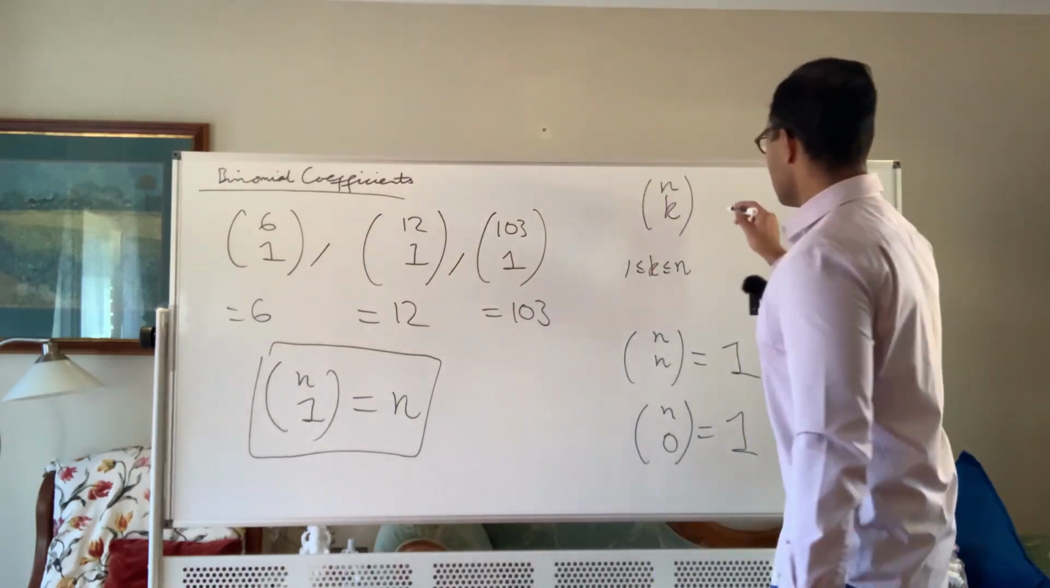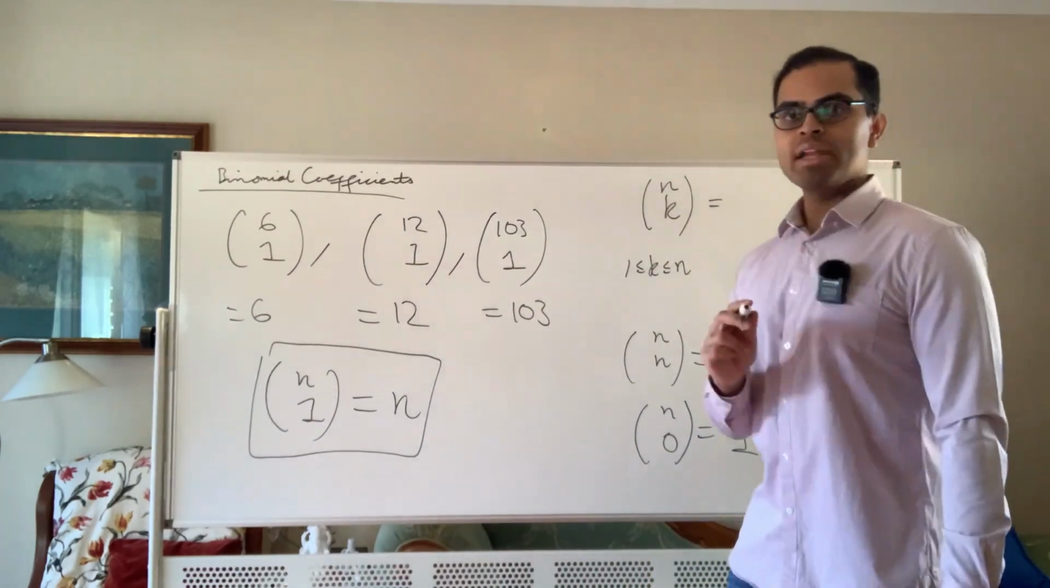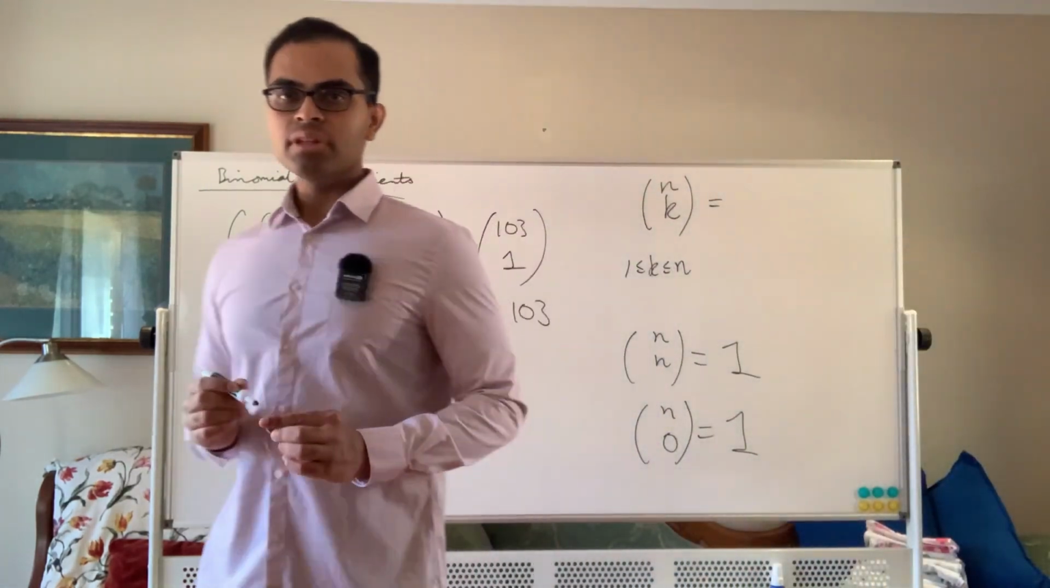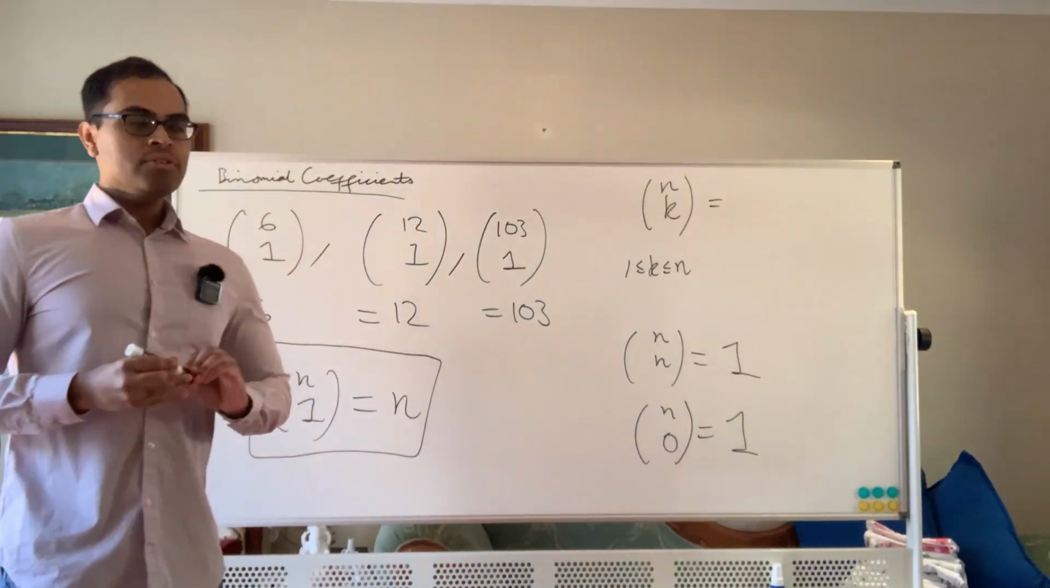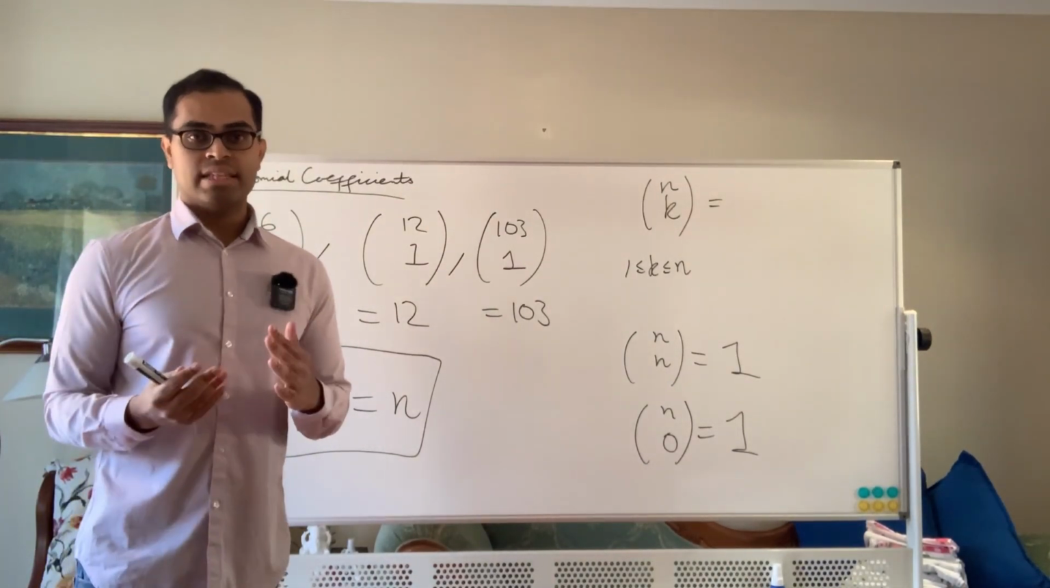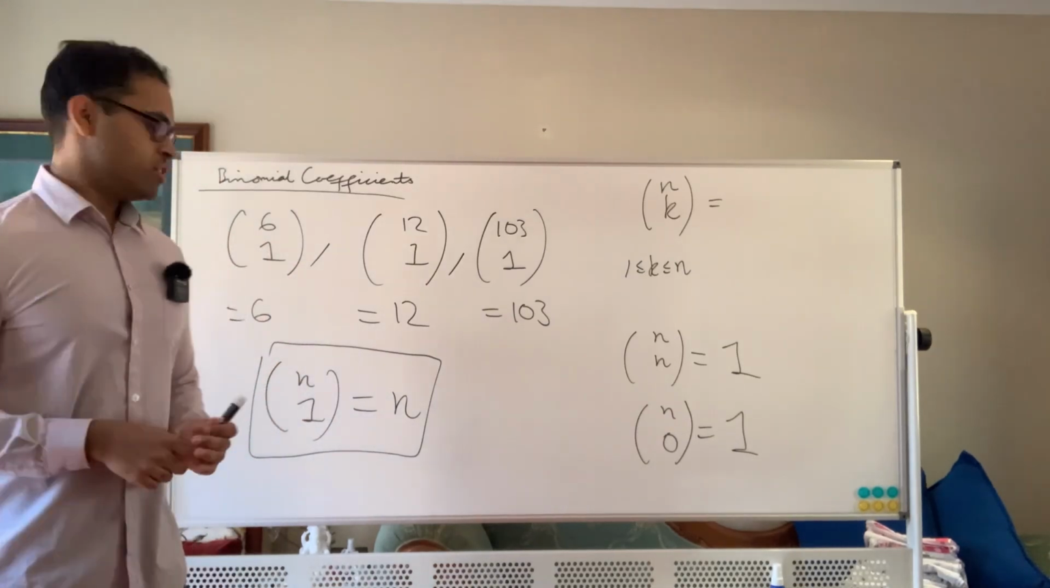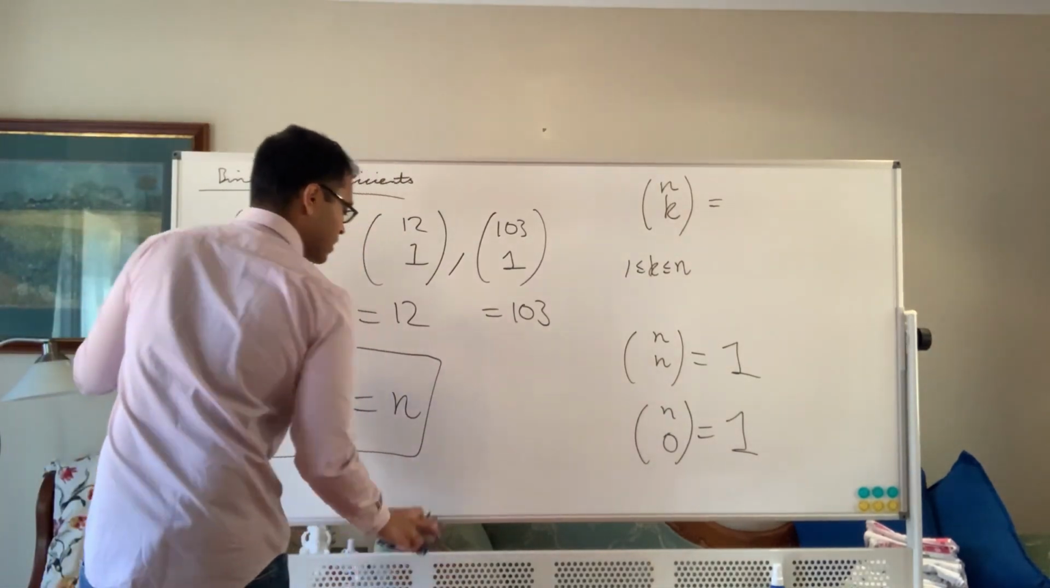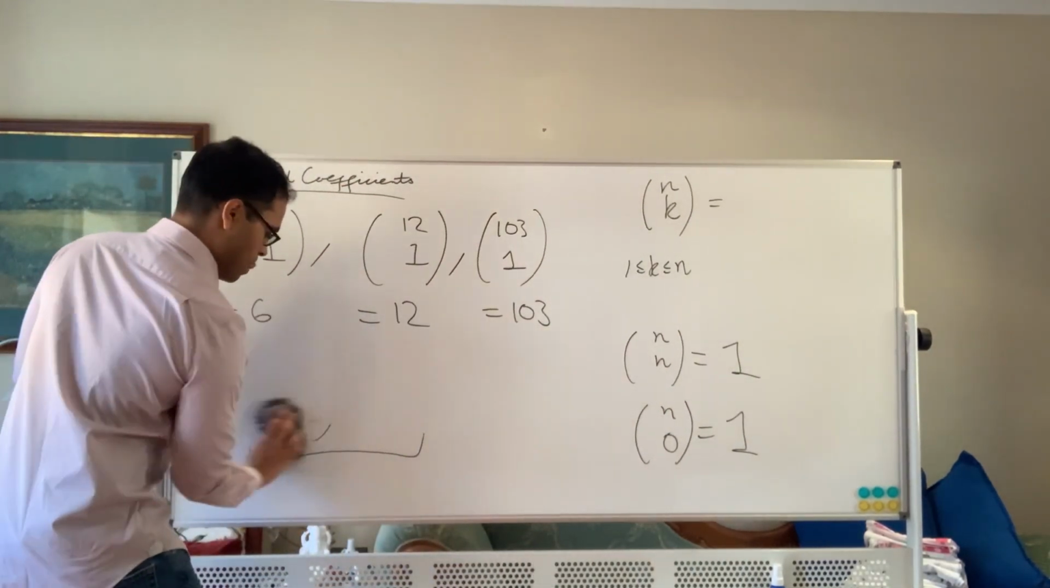But let's now try to get a formula for n choose k. What is n choose k going to be? Now, I'm going to give you some examples. So maybe let's take some example and try to understand it, and then try to figure out what it should be. So let me write it down as follows.